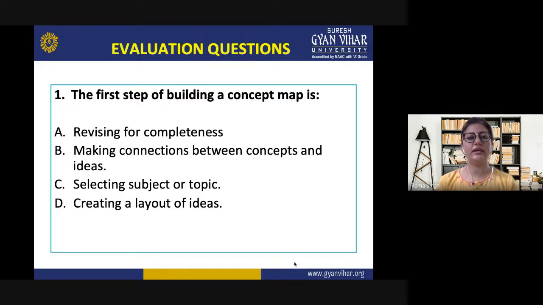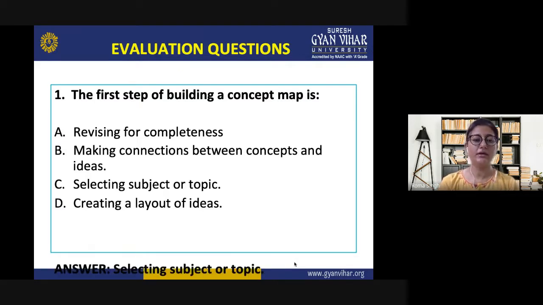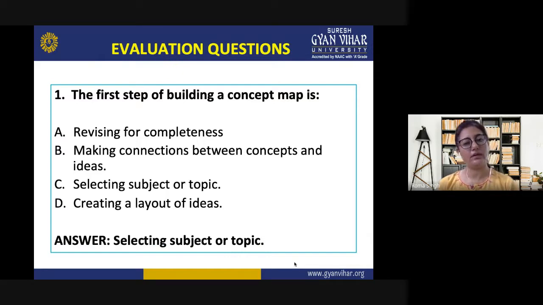With this, we come to the next part of our lesson today, that is the evaluation questions. Question one is, the first step of building a concept map is: revising for completeness, making connections between concepts and ideas, selecting subject or topic, or creating a layout of ideas. Obviously, when we want to take the first step in building a concept map, the answer will be selecting subject or topic. Only then will we be able to decide how to proceed while preparing a concept map.